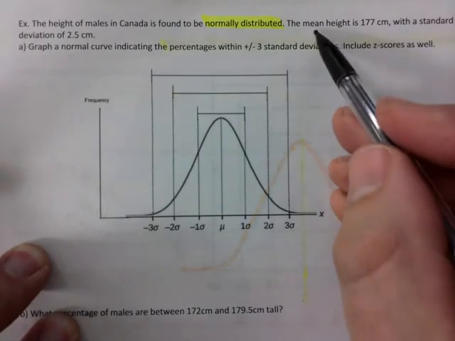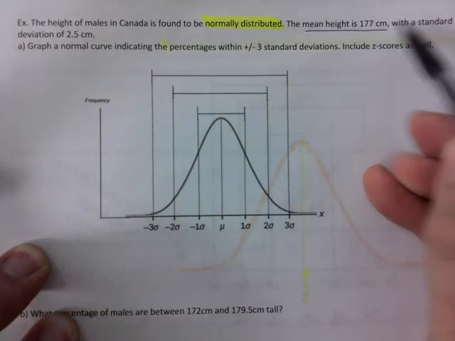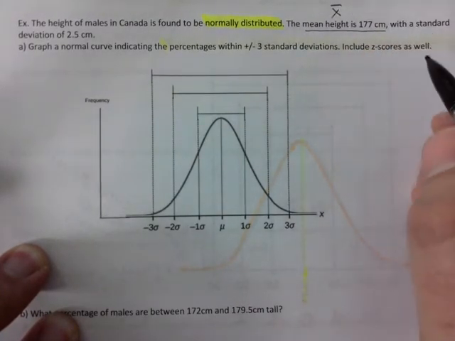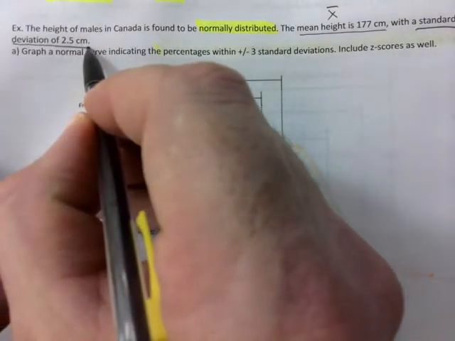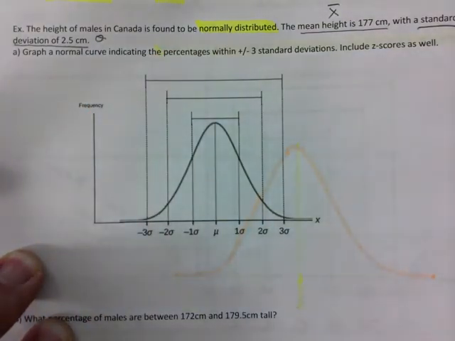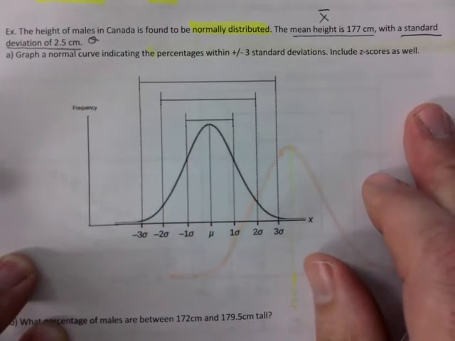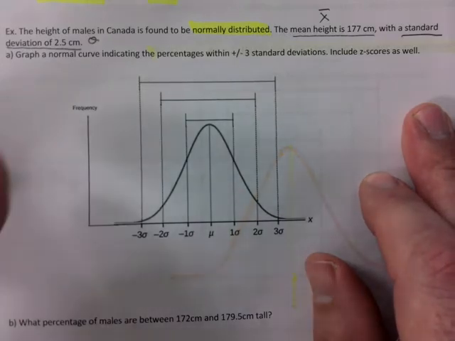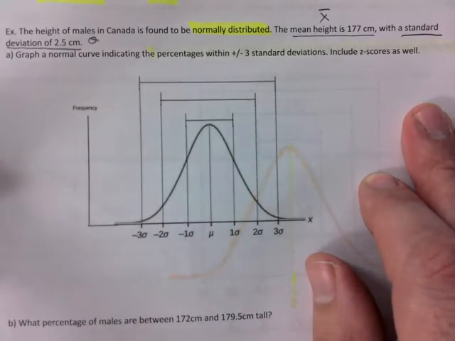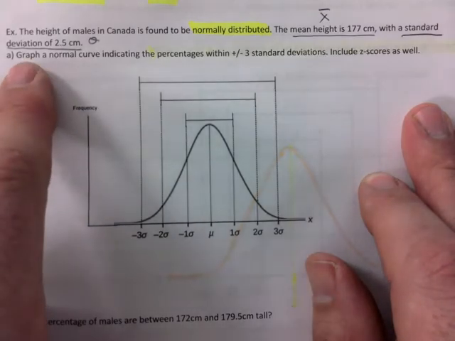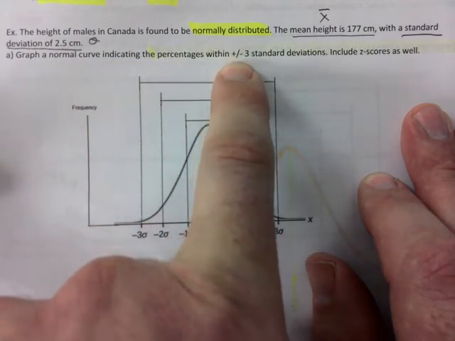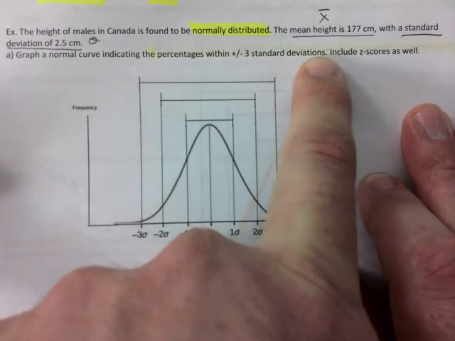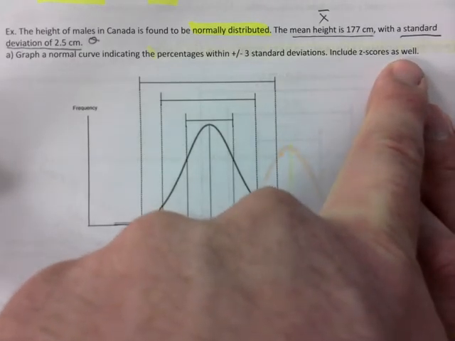It says that the mean height is 177, and this is your average, right? And the standard deviation right here is 2.5 centimeters. That's my standard deviation. Put that symbol right next to it because we're going to use symbols more than anything else. Watch what it says. I don't always want you to do it unless I tell you to, right? You don't have to graph it necessarily. It says graph a normal curve indicating the percentages within plus or minus 3 standard deviations. Include the z-scores as well.